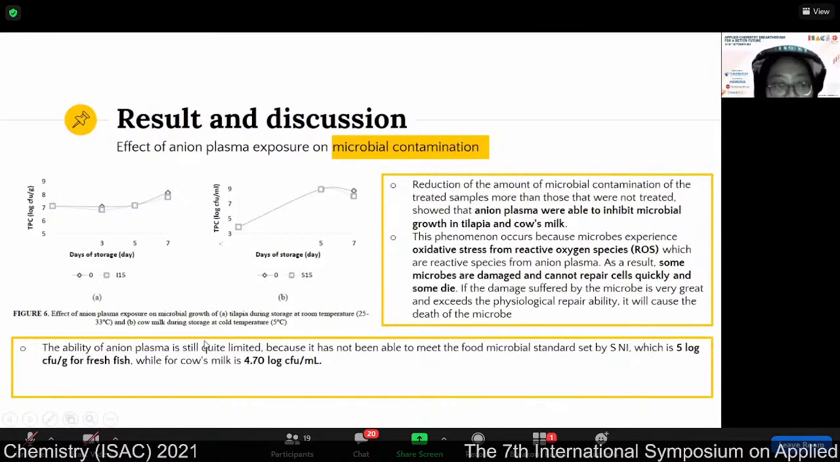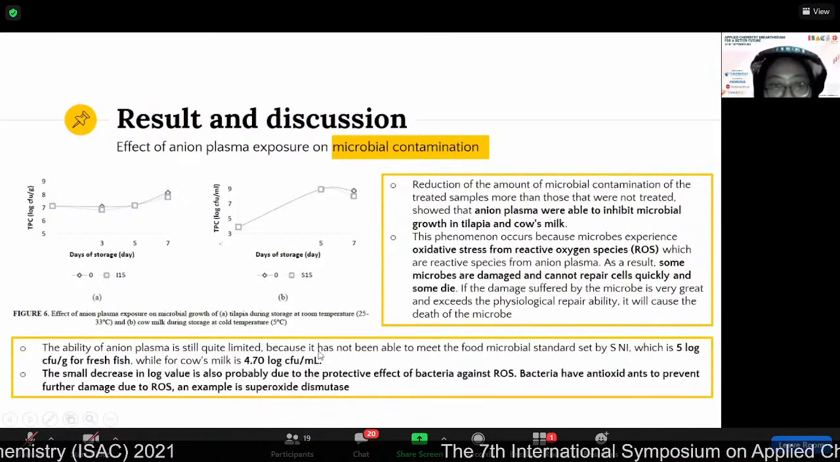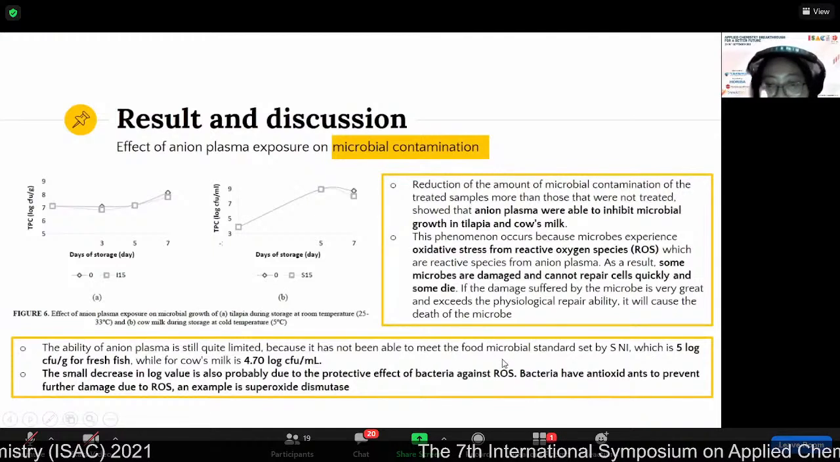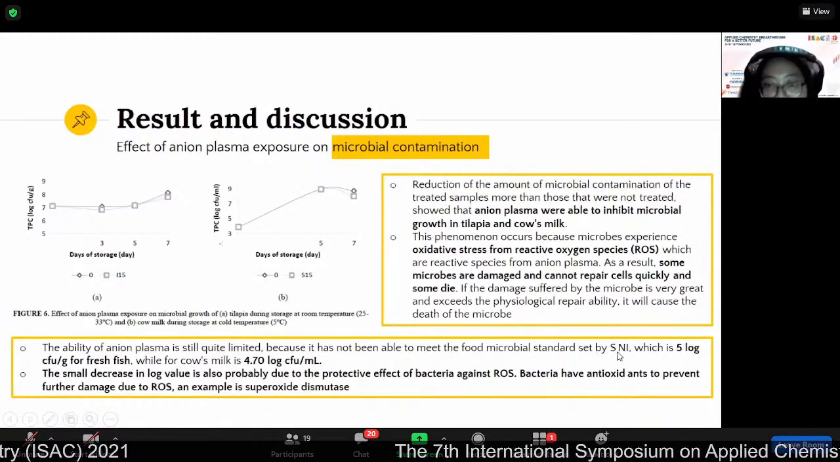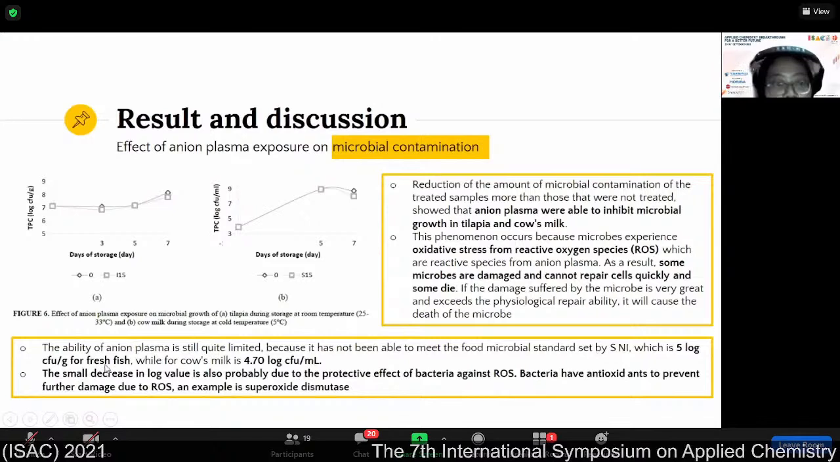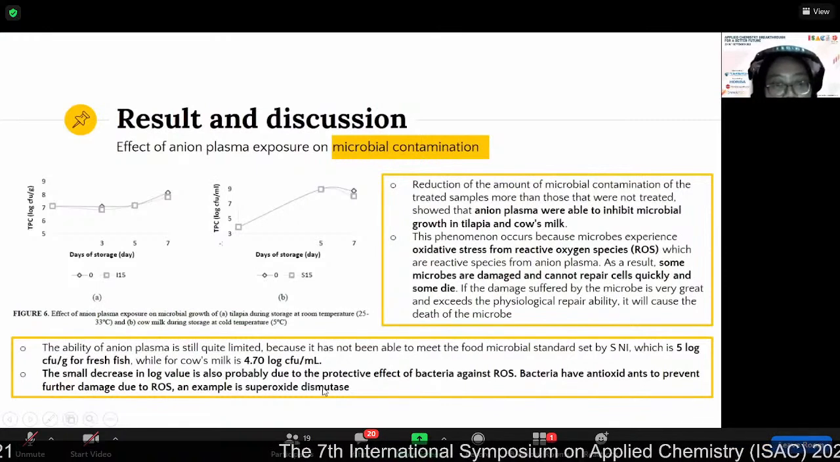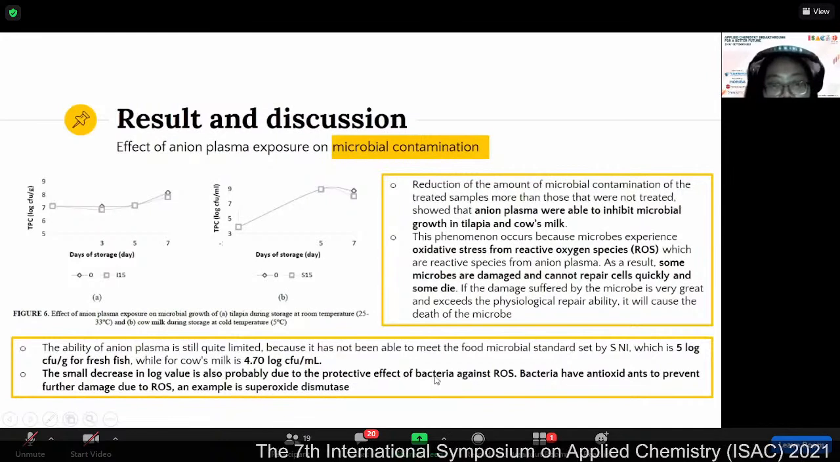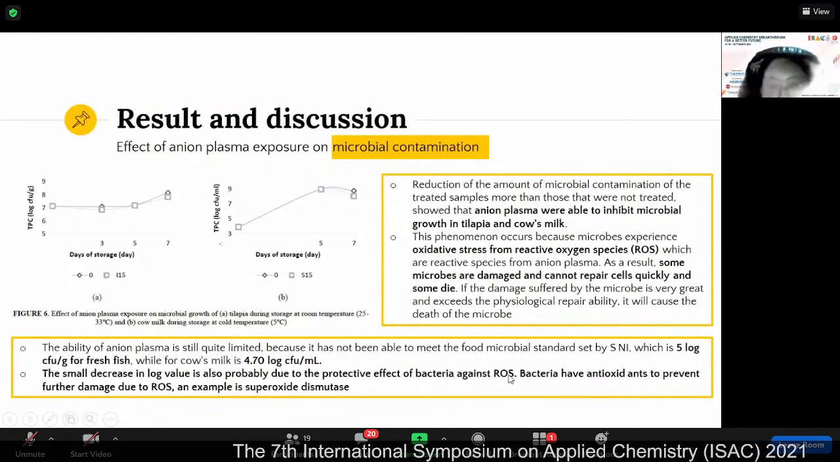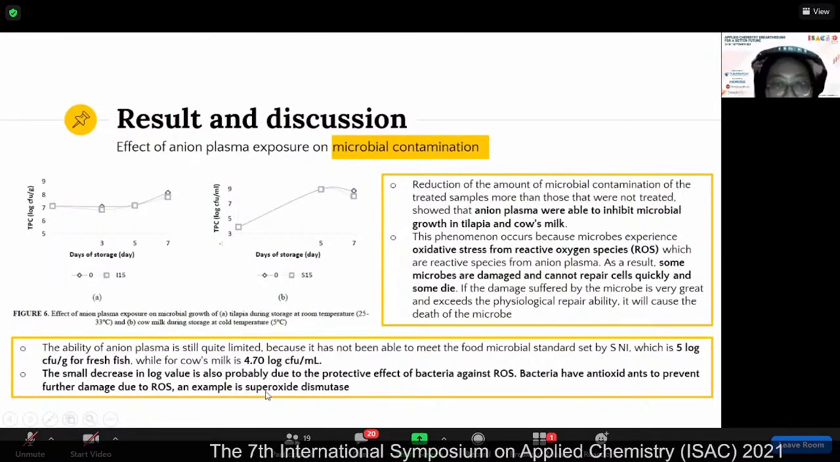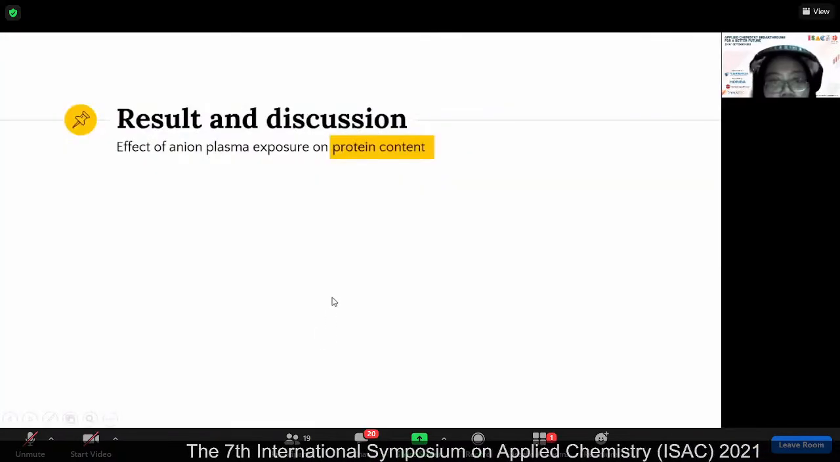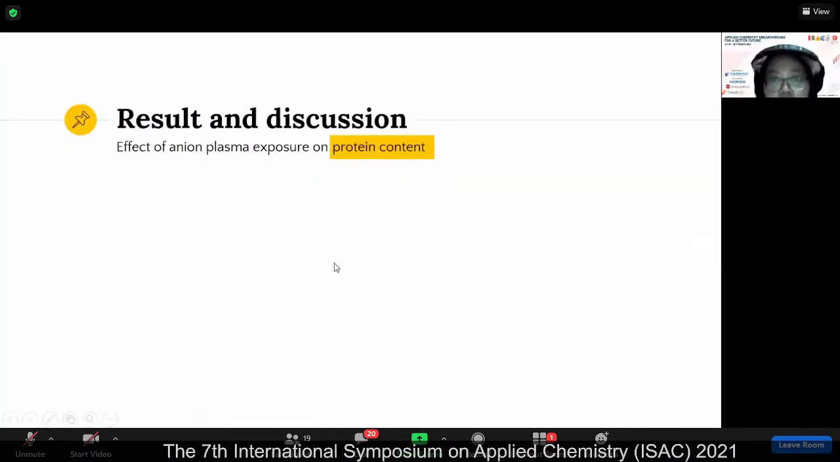But the ability of NM plasma is still limited because it has not been able to meet the standard set by the Indonesian National Standard, which is 5 log for fresh fish and for cow's milk is 4.7 log. The small decrease in log value is also probably due to the protective effect of bacteria against ROS, for example superoxide dismutase. And the last is the protein content result measurement.